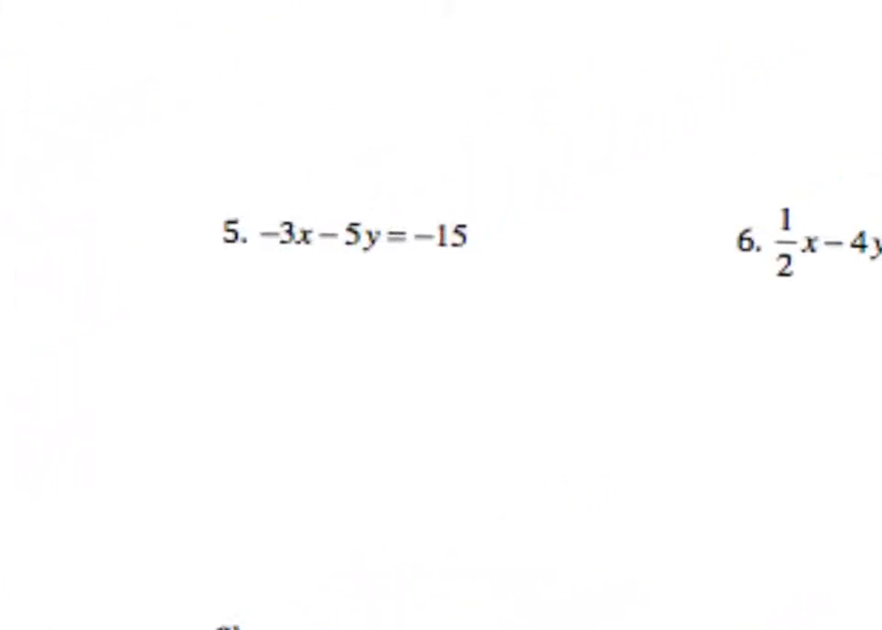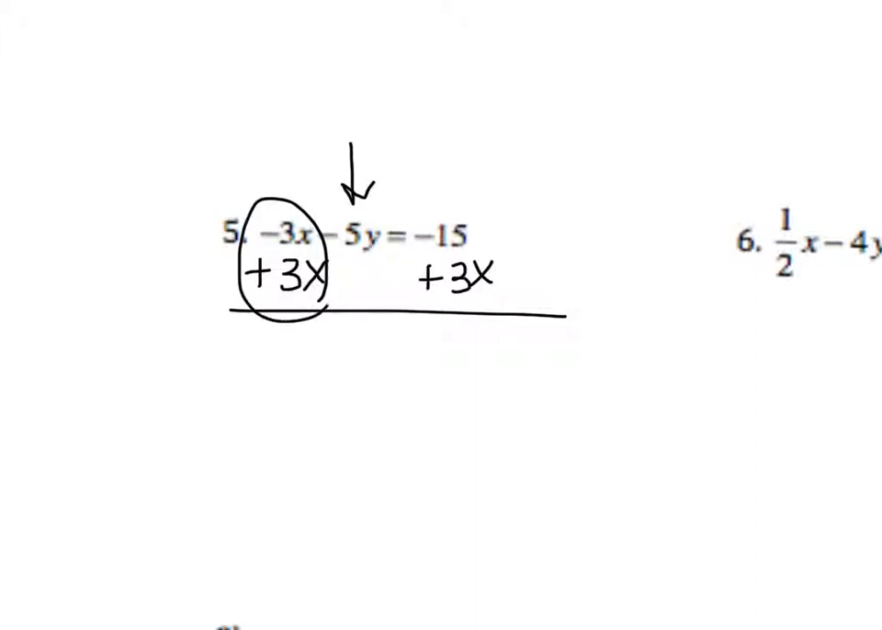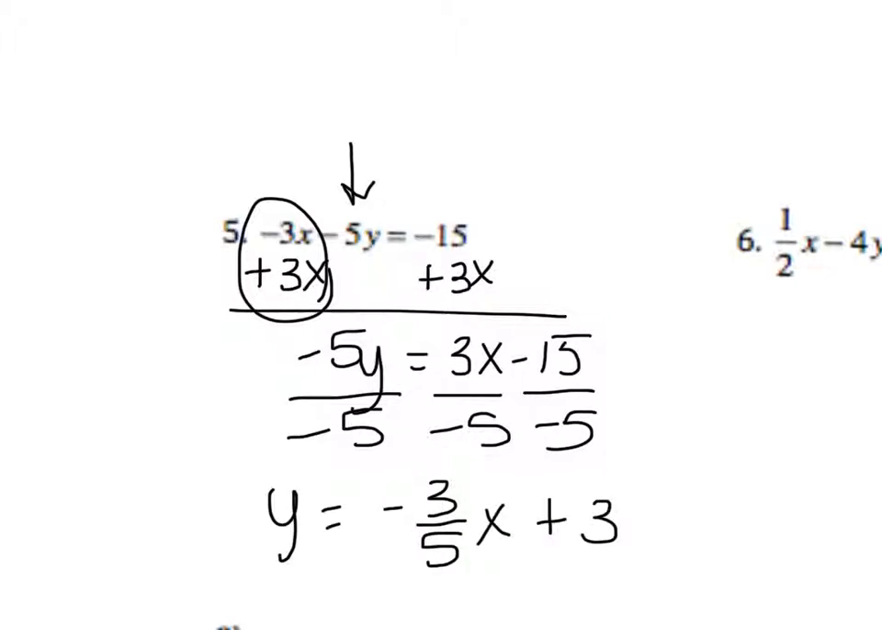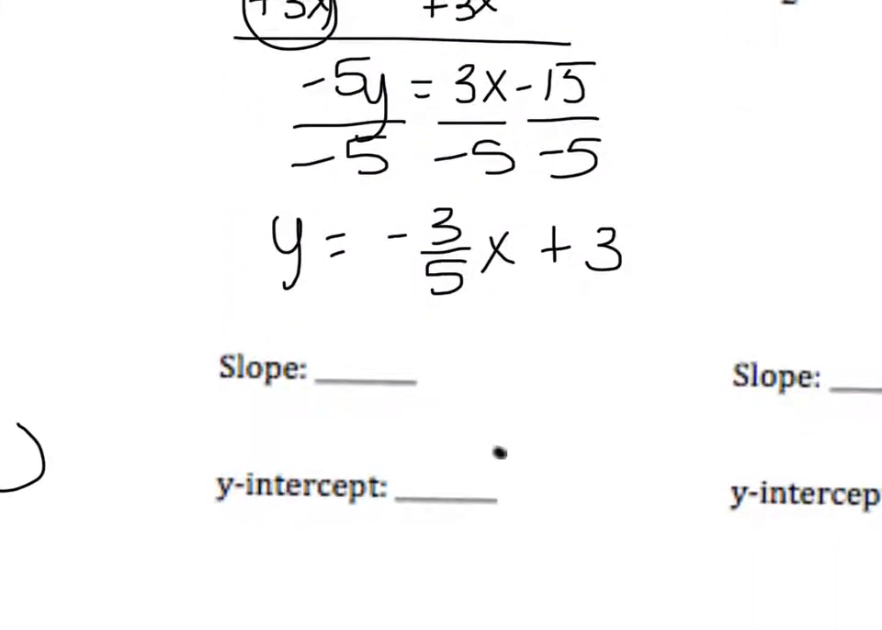Moving over to number 5, again, y by itself. I want to get the 3x on the left to be 0. So this is going to be 0. I'm going to bring down 5y, not like terms on the right-hand side. I'm going to divide everything by negative 5. 3 over negative 5 can't reduce. So I'm going to leave it as negative 3/5. And then plus 3, because negative 15 divided by negative 5 is 3. So your slope is negative 3/5. Your y-intercept is going to be 3, or 0, 3.